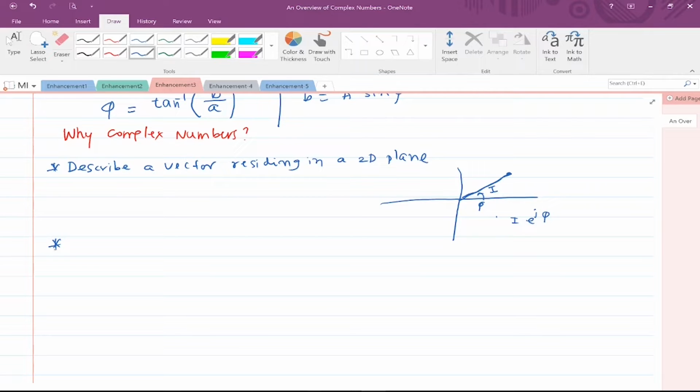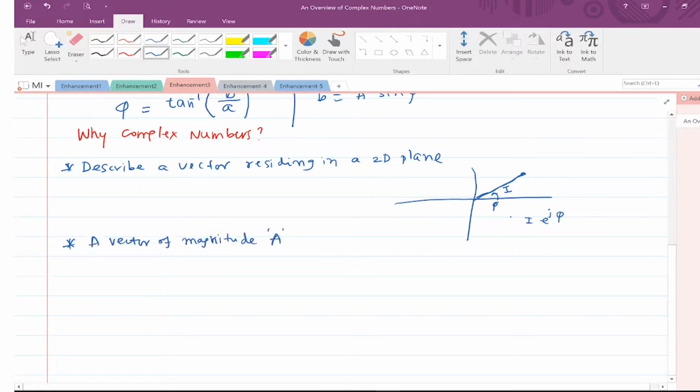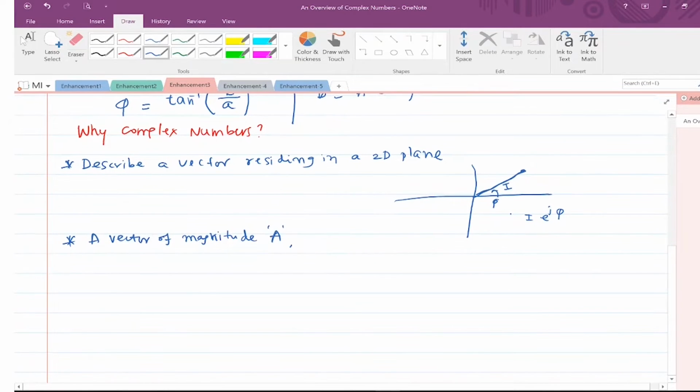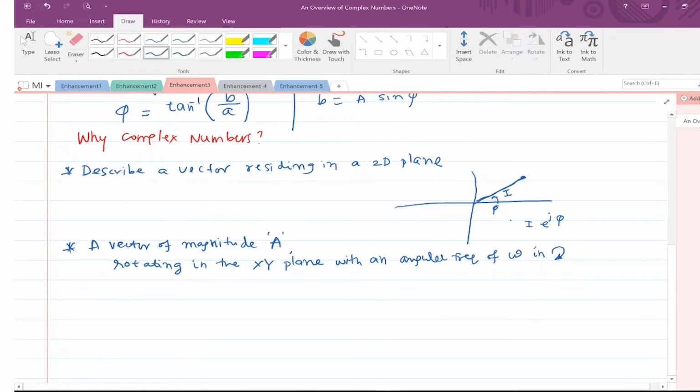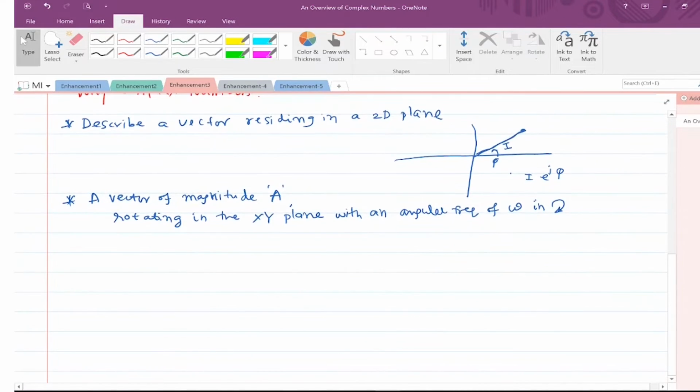complex form? Suppose you have a vector of magnitude A and assume that it is rotating in the xy plane with an angular frequency of omega, and it is rotating, let's say, in the clockwise direction. Then also assume that it has some starting phase phi. Now, since this is varying with time, you call this c of t.